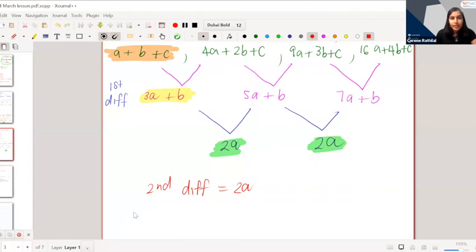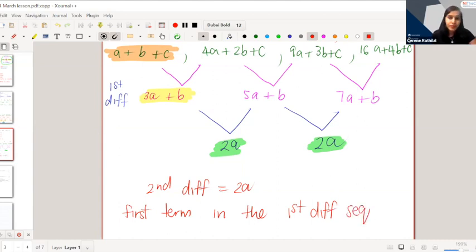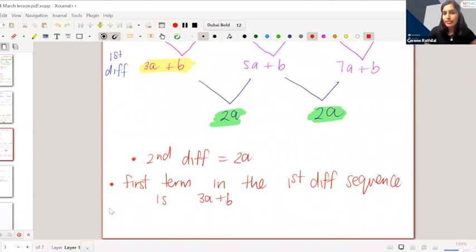We then have that the first term in the first difference sequence, because this itself is a sequence on its own, is 3a plus b. So that's one important thing. So I'm writing down the conclusions that we've got from this exercise.